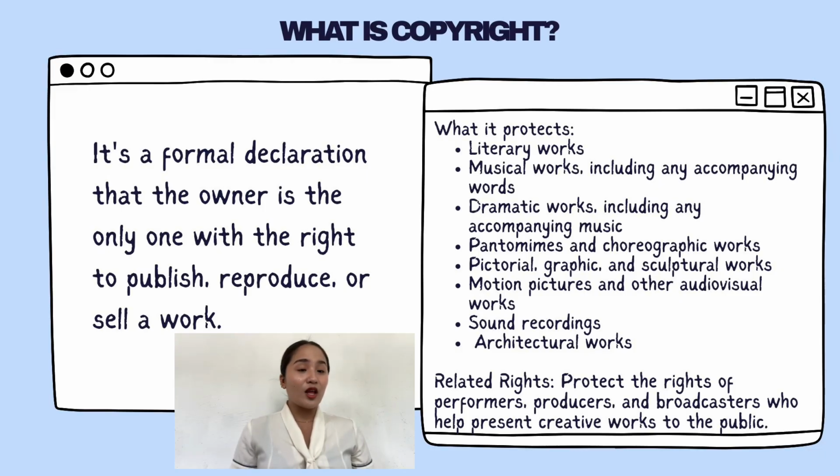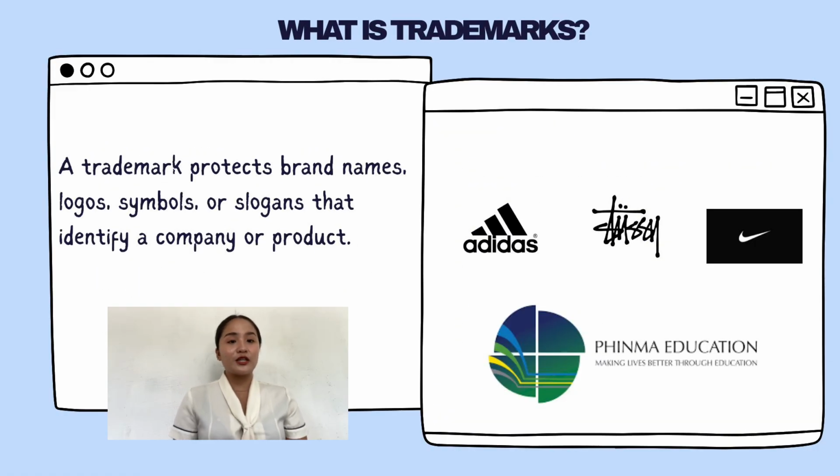Connected to copyright, we also have what we call related rights. Related rights protect people like singers, actors, and broadcasters who perform or share someone else's work. Its purpose is to give them credit and fair payment for their talent and effort, even if they did not create the original work. So in short, copyright protects the creator, while related rights protect the performers and sharers of the work. Now, let's move on to trademarks.